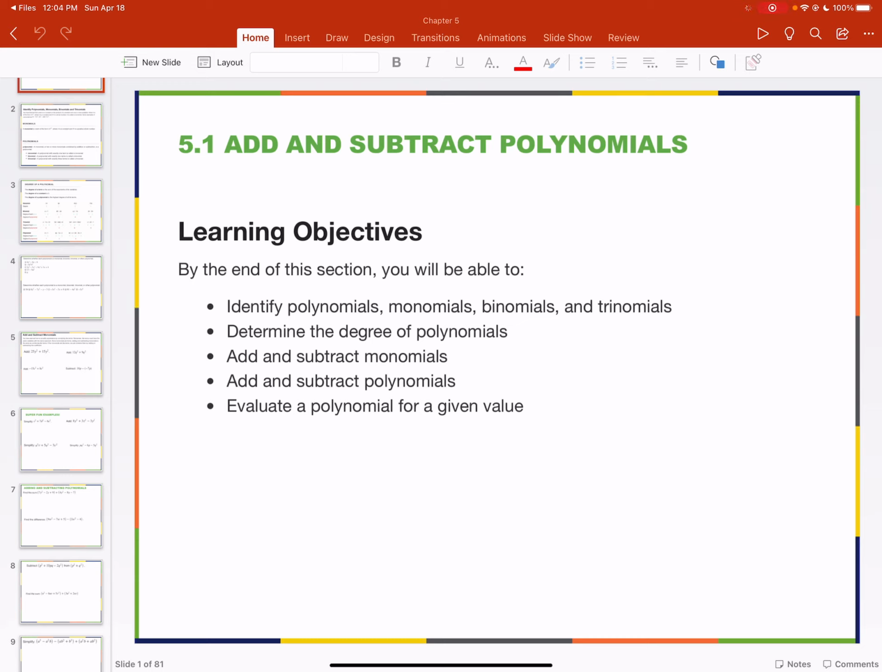Hello, welcome to section 5.1. We're talking about adding and subtracting polynomials. So very exciting. First we're going to identify the different types, which is connected to their degree. And then we're going to add and subtract monomials and add and subtract polynomials, which are just monomials with plus and minus signs in them. And then evaluate for a given value.